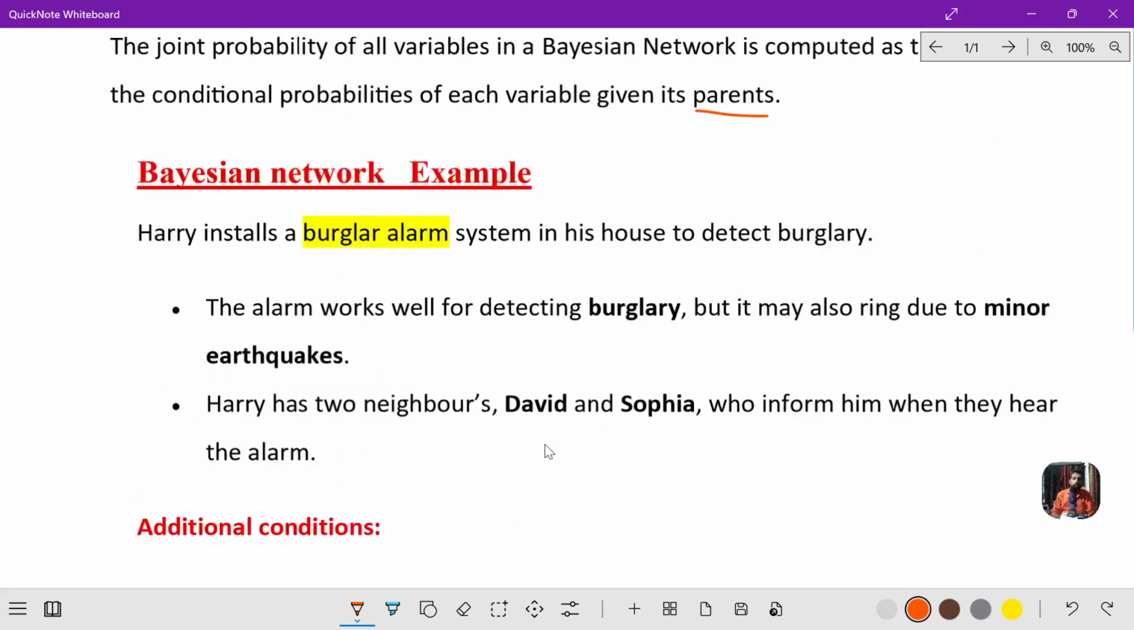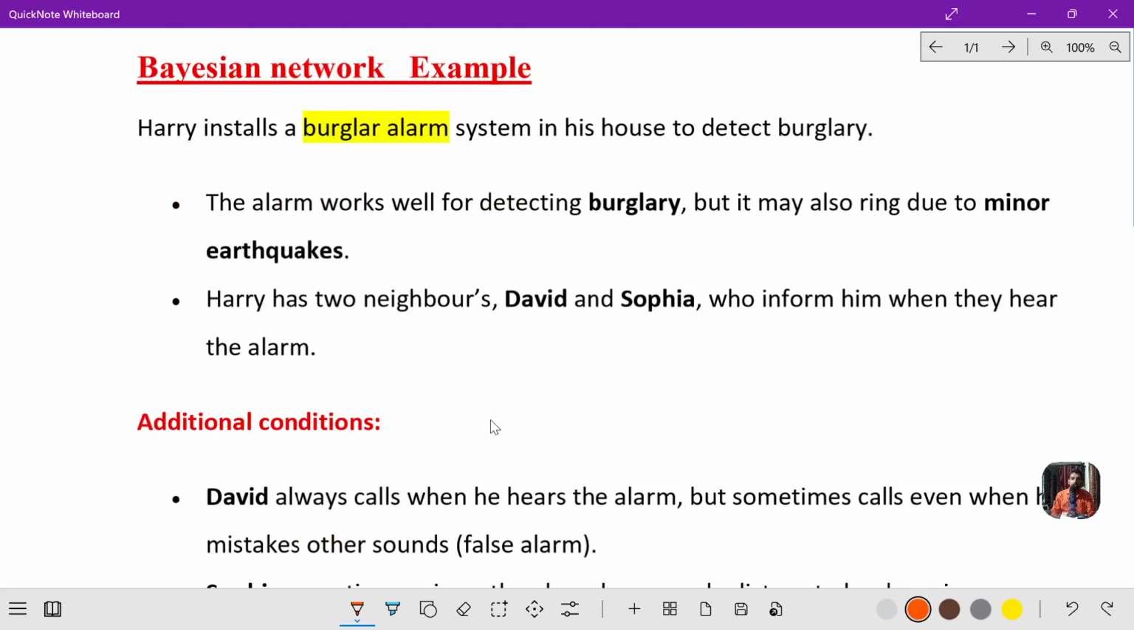Okay, so let us understand more clearly with this example. You need to write this example from the examination point of view. Bayesian network example. Here there is a story. Harry installs a burglar alarm system in his house to detect burglary. What is the purpose of this burglar alarm? It is used to identify theft. When a theft is going on, it will give an alarm.